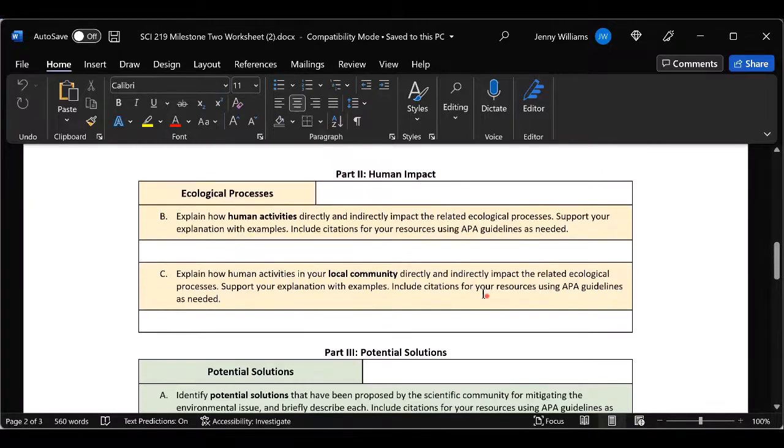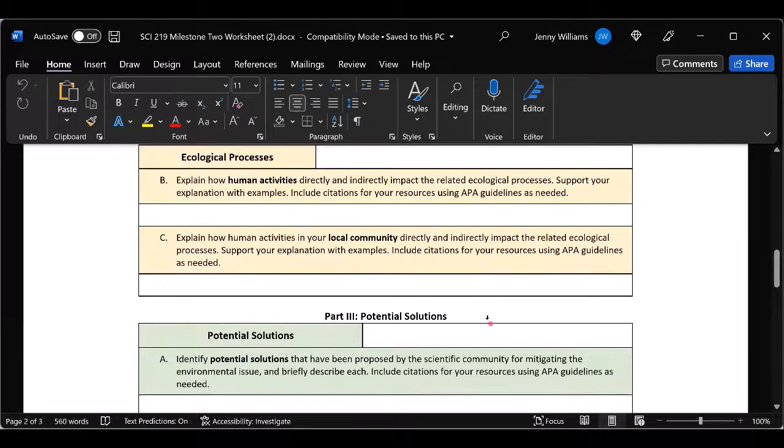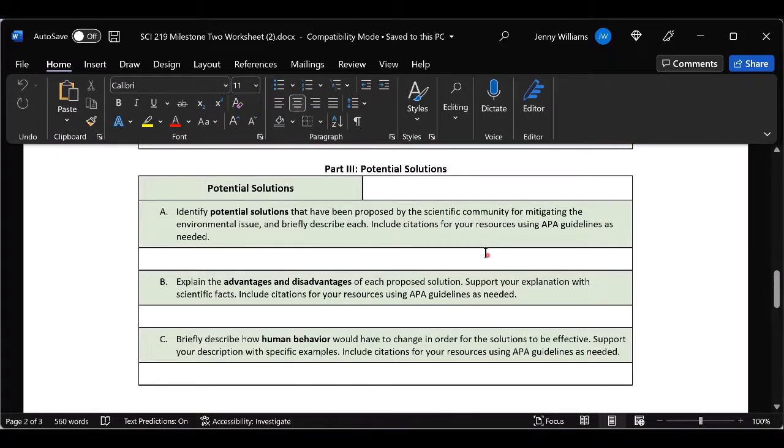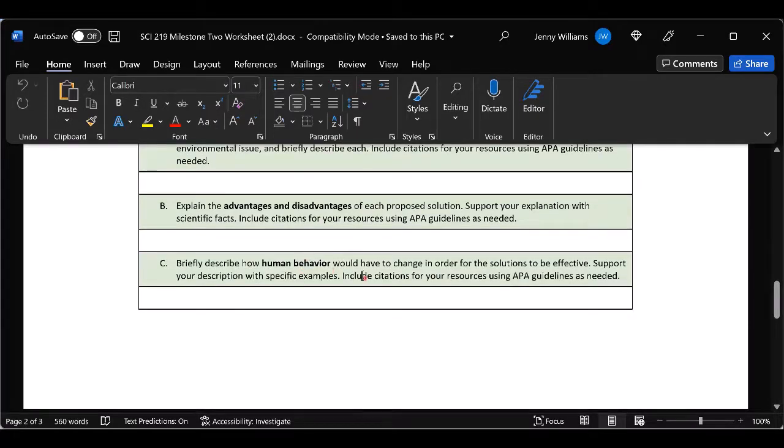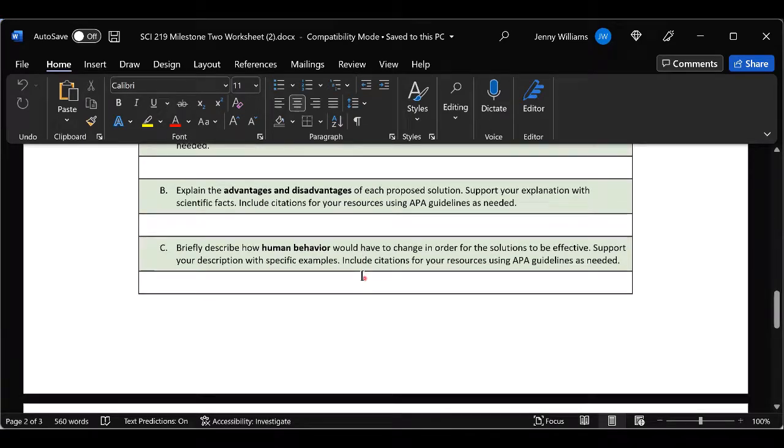So almost every single one of these sections needs some kind of outside source or reference to support what you are putting in here. So in a way, this is like a research paper, but you're kind of just chunking it. So make sure you use those resources and you put them in here. Then you're going to be explaining the advantages and disadvantages of each solution. You're going to describe how human behavior would have to change in order for these solutions to be effective.